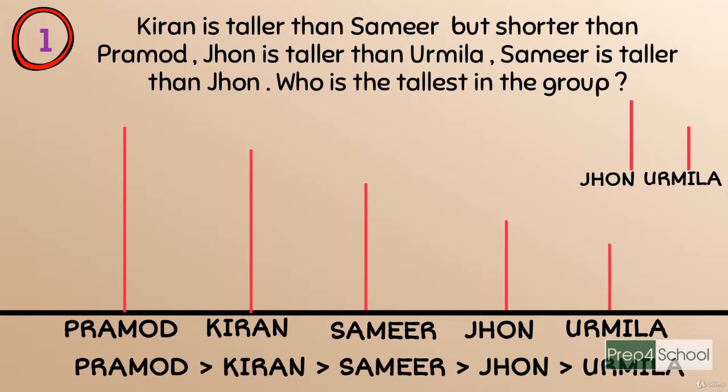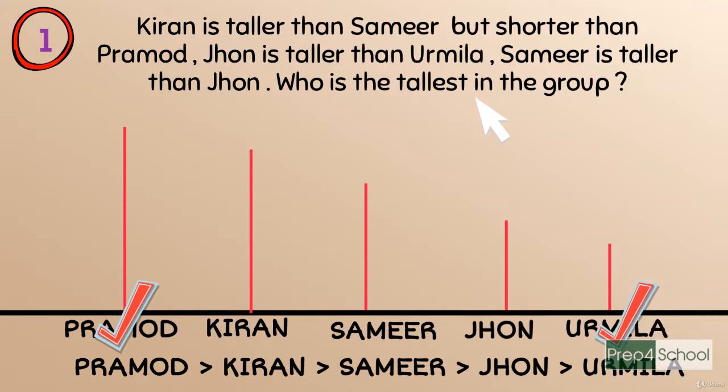And the question is, who is the tallest in the group? Observing the figure, we can easily say that the tallest one among the group is Pramod and the shortest one is Urmila.